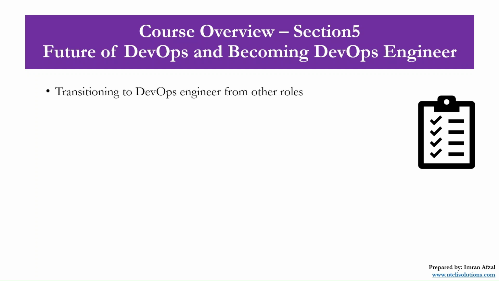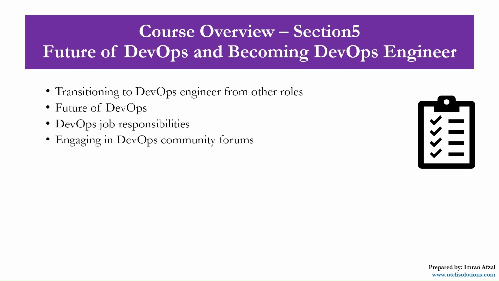That's where we're covering transitioning to the DevOps engineer role from all the different roles that you're in. How can you do that? Then the future of DevOps, DevOps job responsibility, what you should expect once you become a DevOps engineer. Engaging in DevOps community forums, why it is so important. And the last one is your resume and interview tips for you to become a successful DevOps engineer. Now you ask yourself, is this the right course for you?